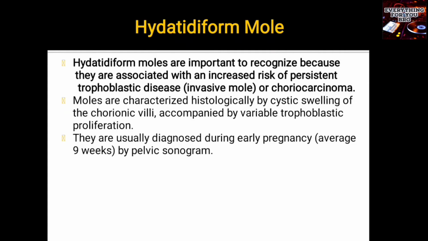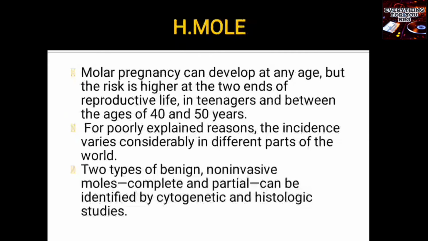Average gestation will be 9 weeks by the pelvic sonogram. So they can be diagnosed by ultrasonography. Ultrasound is the investigation of choice and it can be confirmed in the test. So the molar pregnancy can develop at any age, but the risk is higher at the two ends of the reproductive life, that is teenagers, or 40 to 50 years, that is the upper limit. For poorly explained reasons, the incidence varies considerably in different parts of the world.